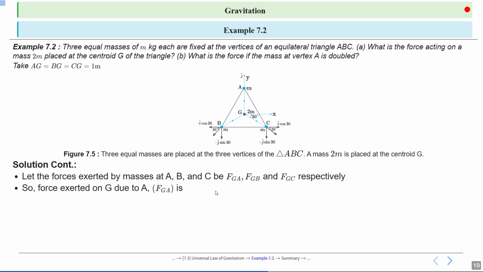Now we will calculate the force exerted on the mass at G due to the vertex at A. This is represented as FGA. FGA is equal to G m 2m divided by 1 square j cap. Alright. So FGA is equal to 2Gm square j cap when we solve the above equation.